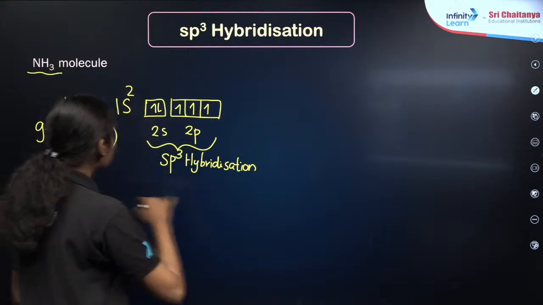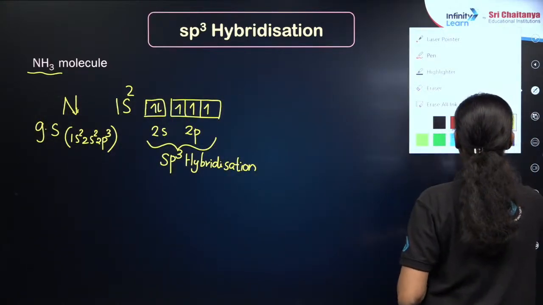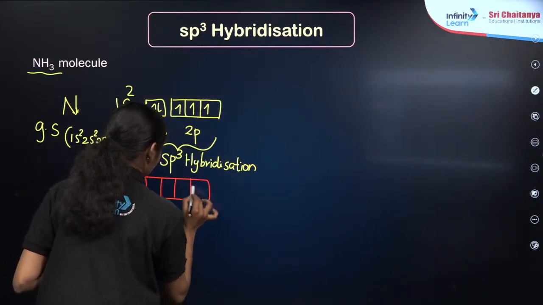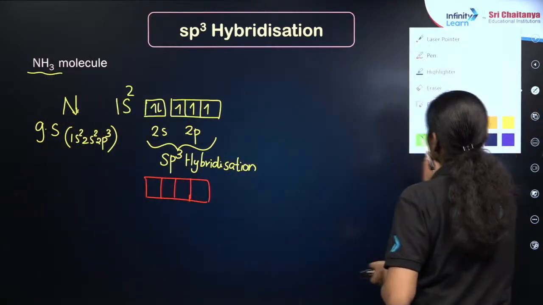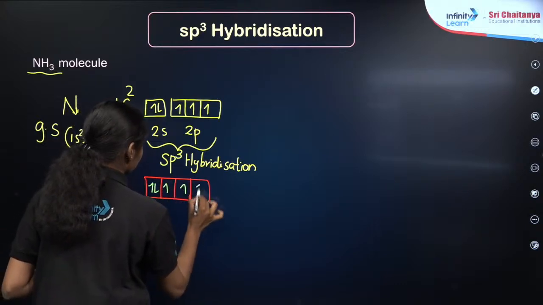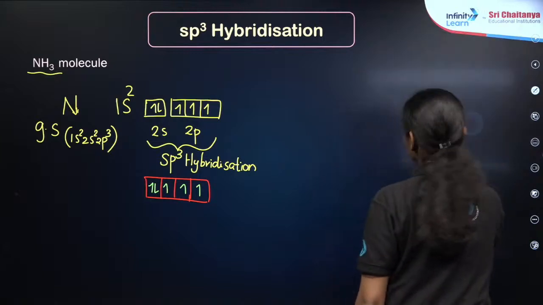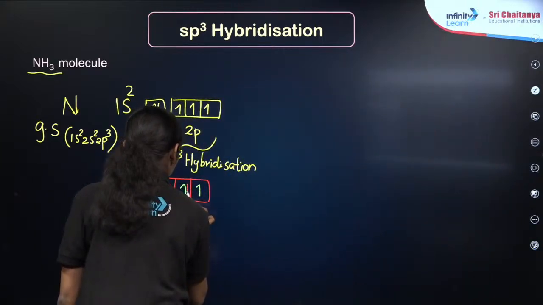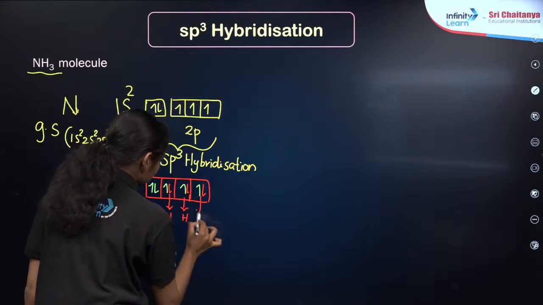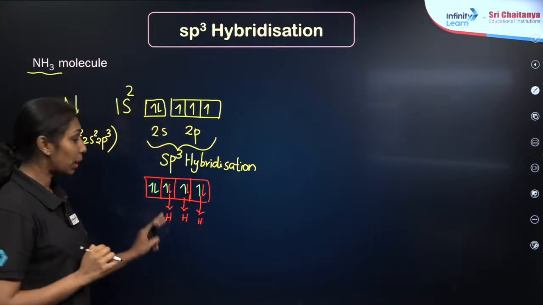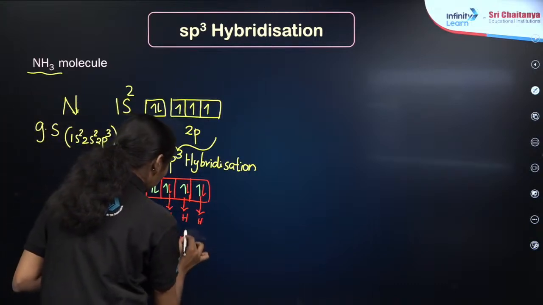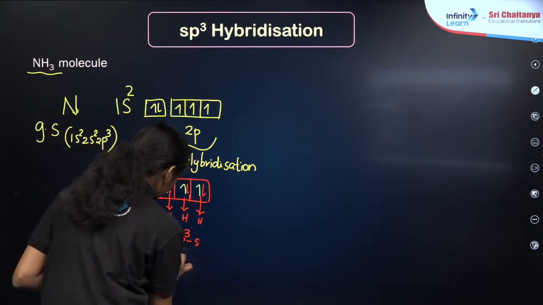Then what will happen? 3 hydrogen atoms are present there, right? While forming the 4 sp3 hybridized orbitals, the 1s orbitals of the 3 hydrogens will overlap with 3 of the sp3 hybridized orbitals to form sp3-s sigma bonds, right? 3 sp3-s sigma bonds.